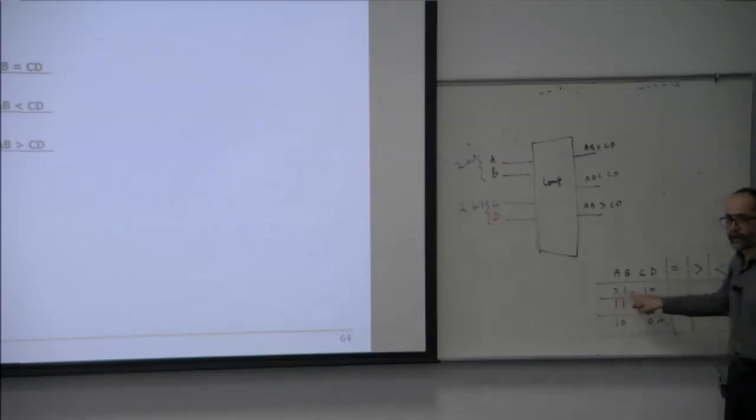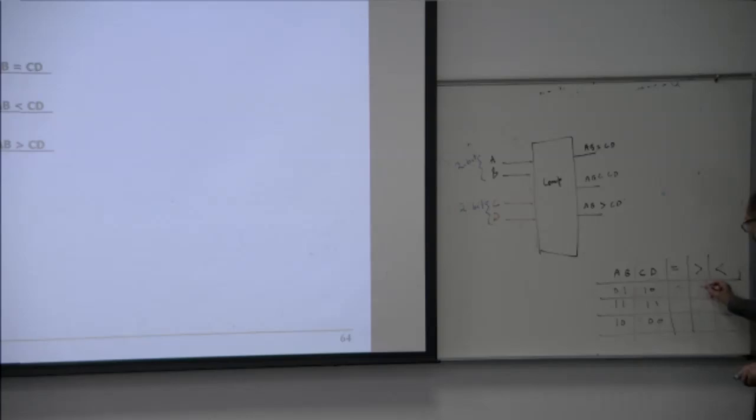Now there are different values. When AB is 0 1 and CD is 0 1, are they equal? 0 or 1? 0. Is AB greater than CD? 0 or 1? 0. Is AB smaller than CD? Yes, 1.